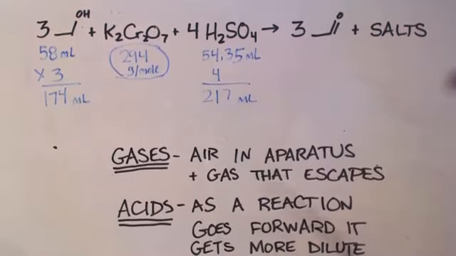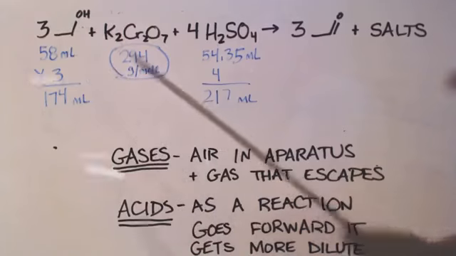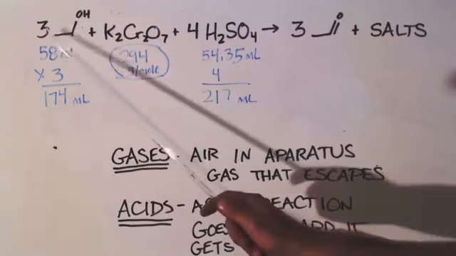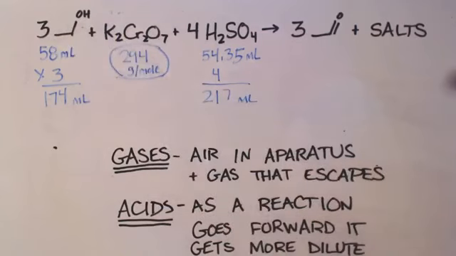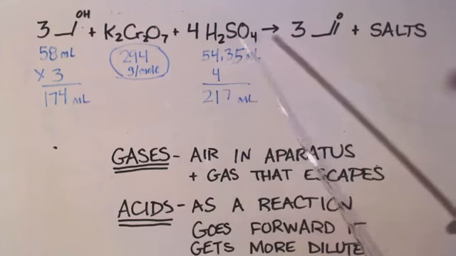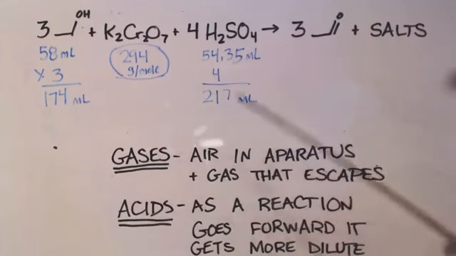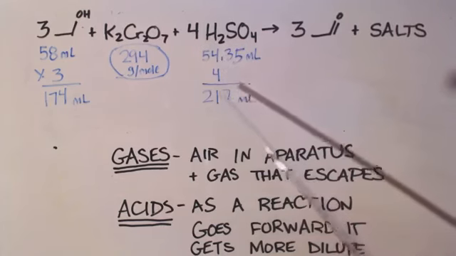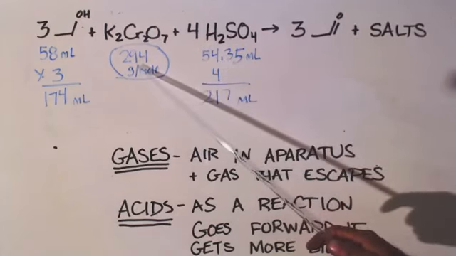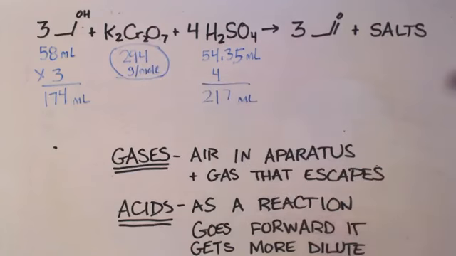All right, so we already figured out it was 58 milliliters for a mole of ethanol. We need 3 moles, though. That's why I chose this example. So you multiply that by 3, get 174 milliliters. Figured out it was 54 milliliters for the sulfuric acid, but you need 4 moles. So 4 times that is 217 milliliters. We looked this up on Wikipedia. It's 294 grams per mole. So these are the ratios you need.